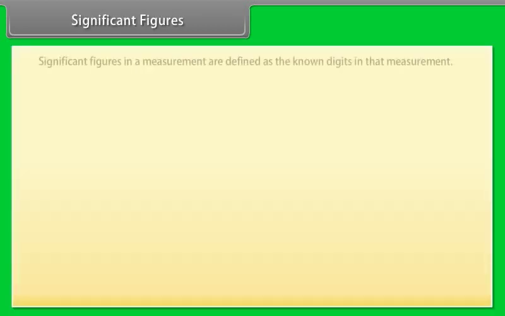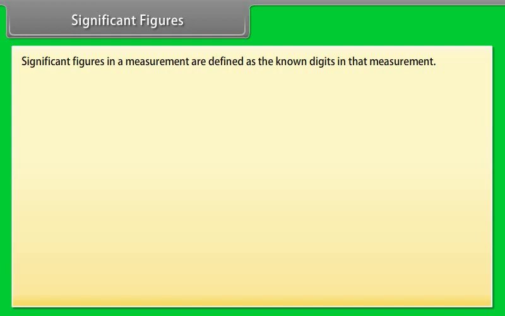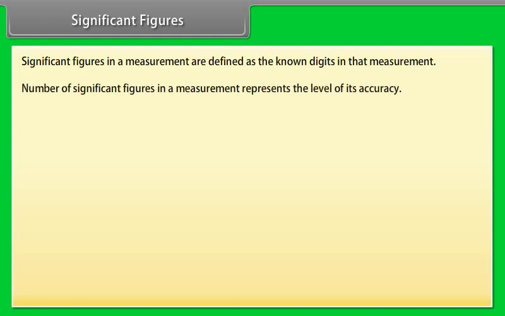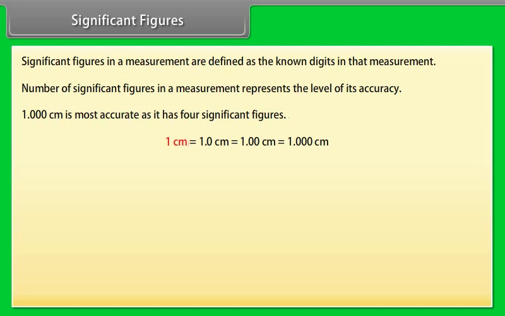Significant figures. Significant figures in a measurement are defined as the known digits in the measurement. The number of significant figures in a measurement represents the level of its accuracy. It means the more significant figures in a measurement, the more accurate that measurement is. Let us take an example. 1.000 centimeter is most accurate as it has 4 significant figures.